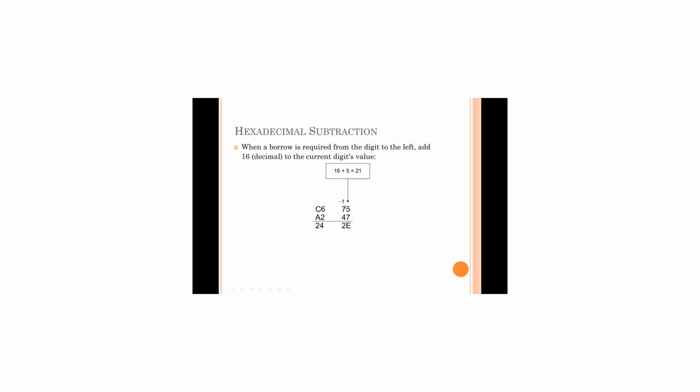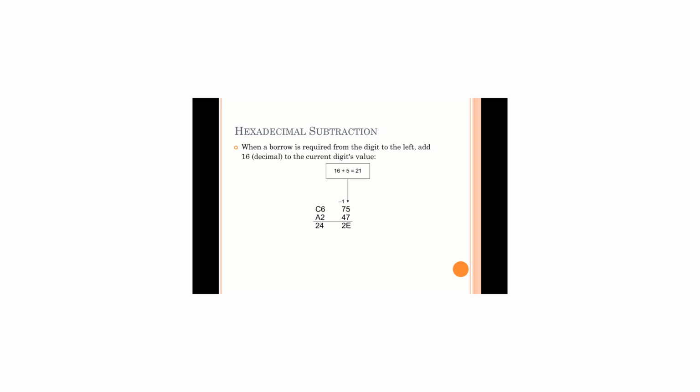Well, you need to borrow, because 5 is smaller than 7, you need to borrow 1 from the next place. And when you borrow 1, that's equivalent to the number 16, right? When you borrow 1 in the decimal system, that's 10. When you borrow 1 from a binary system, that's 2. And in hexadecimal, when you borrow 1, you get 16. So 16 plus 5 is 21. Okay?